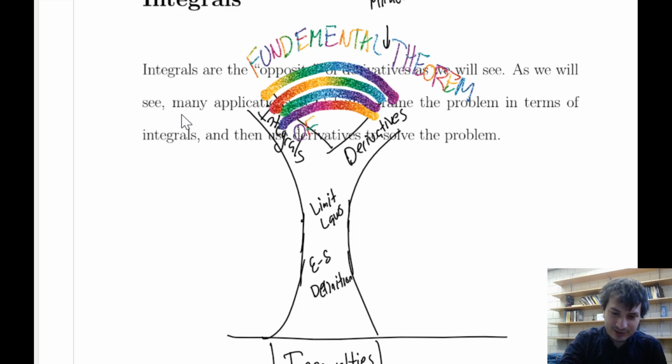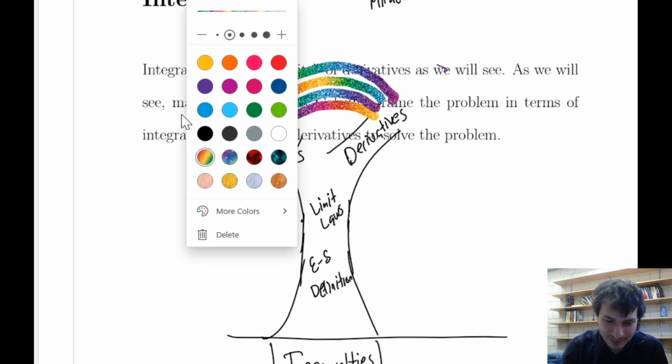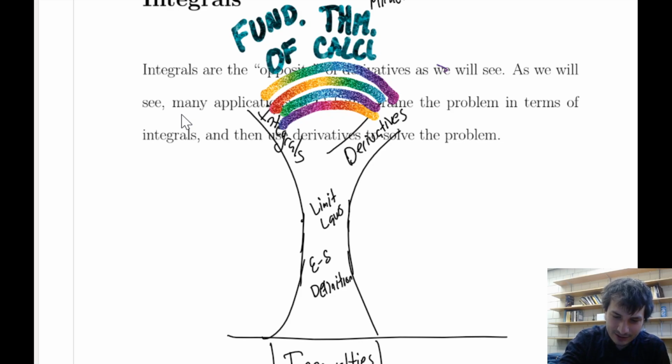of calculus. The rainbow bridge is nice, but it's not so readable. Let's try it in a different color. Let's try this cool looking one. Okay, the fundamental theorem of calculus is the rainbow bridge that connects integrals and derivatives.